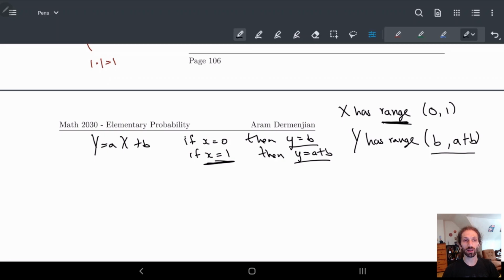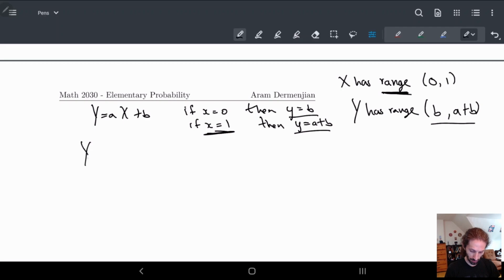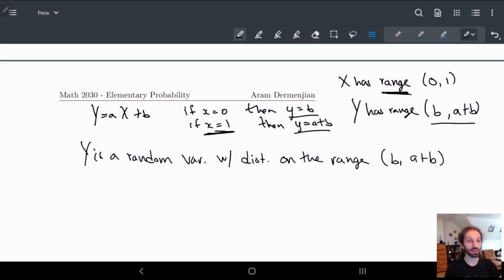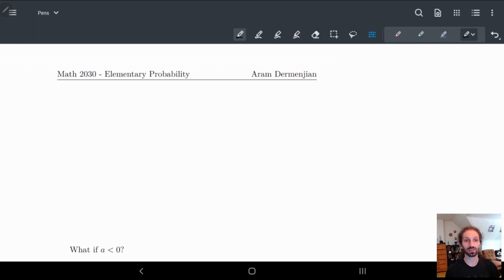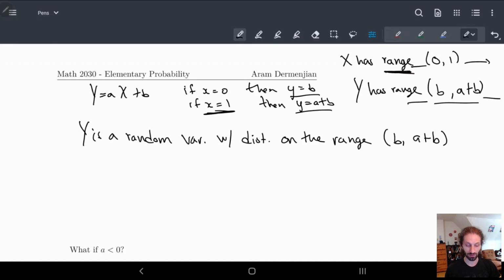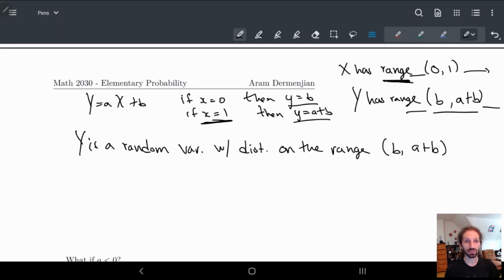So in other words, Y is a random variable with distribution on the range b to a plus b. And the main thing we now want to ask is, what kind of distribution is it? We need to figure out the density function f of y. Since it's 0 everywhere else, we don't need to figure out the density function outside of this range, because it should just be 0 there. So let's break this down and see what happens. Basically we have 0 outside of this range.